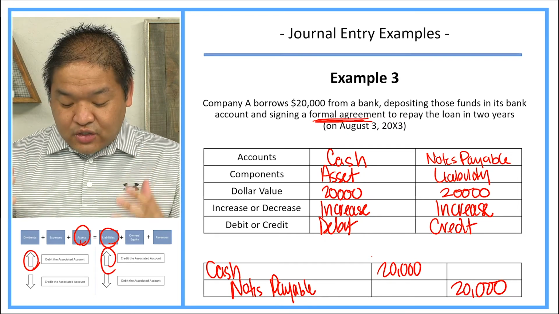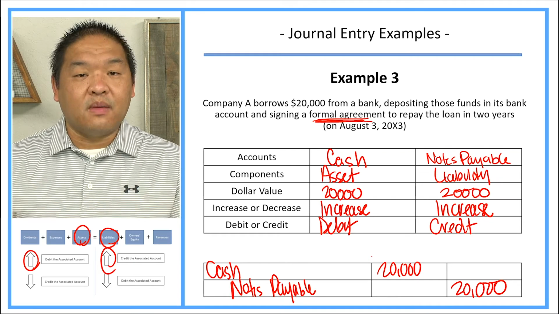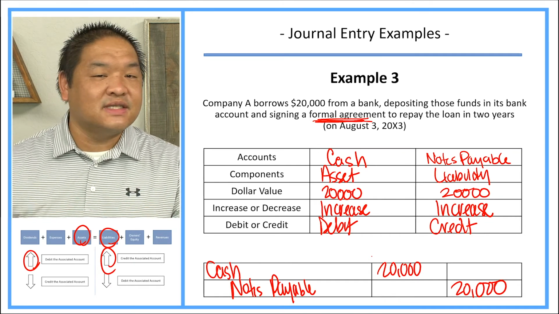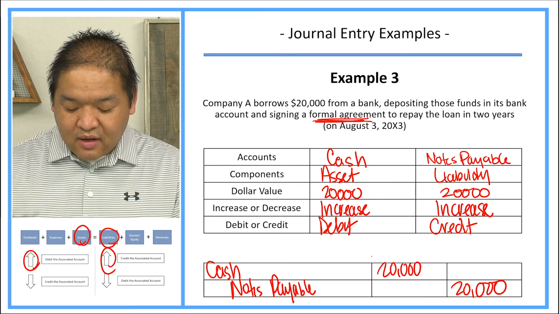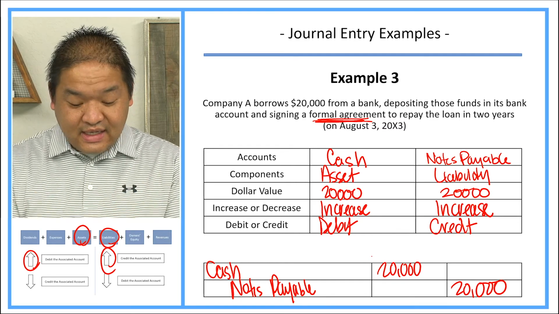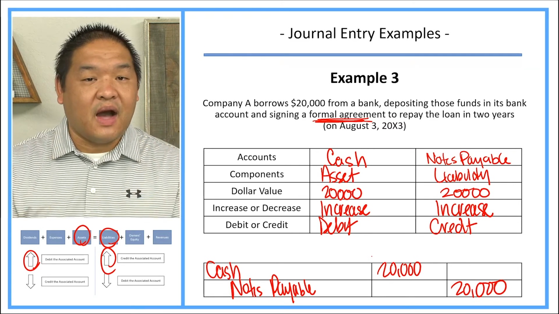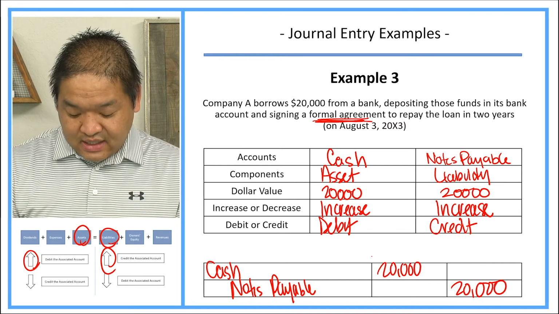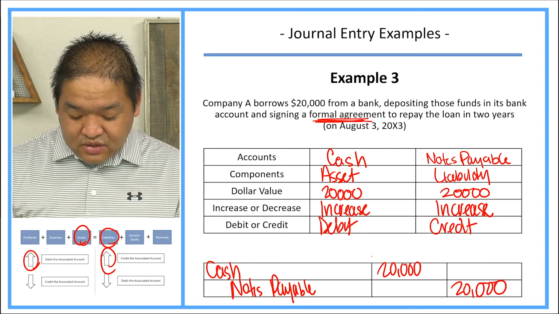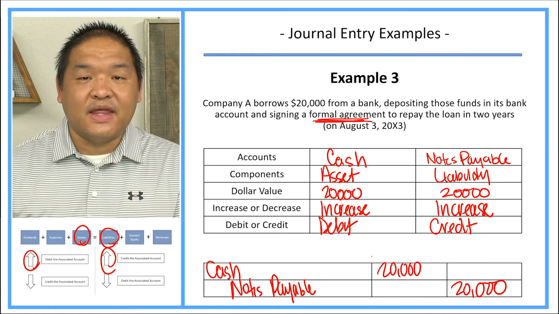So again, we try to figure out what accounts and then what components and then increase and decreases, and then kind of look at what I would say key here below me and just apply the key to our situation here. So debit cash, $20,000, credit notes payable, $20,000.